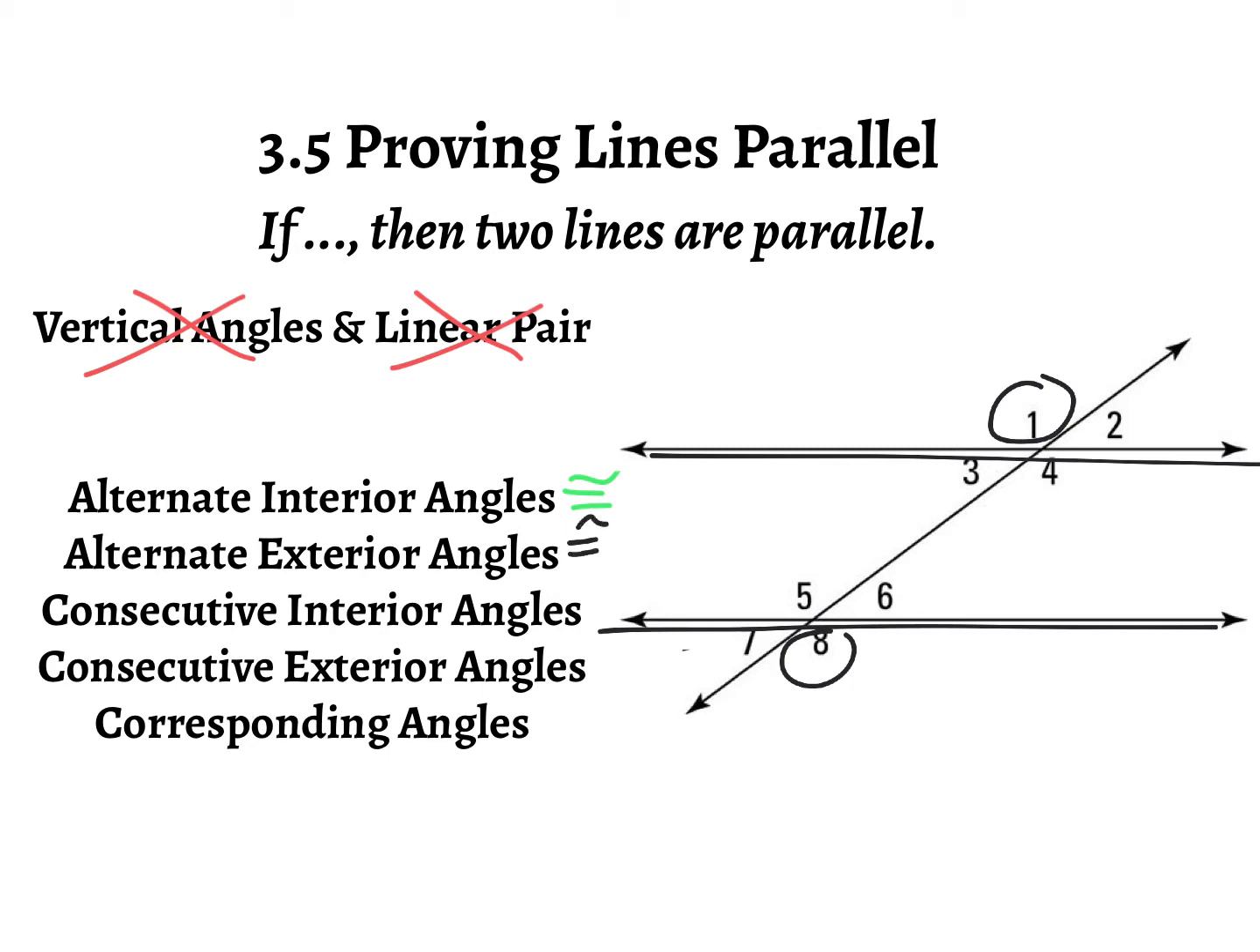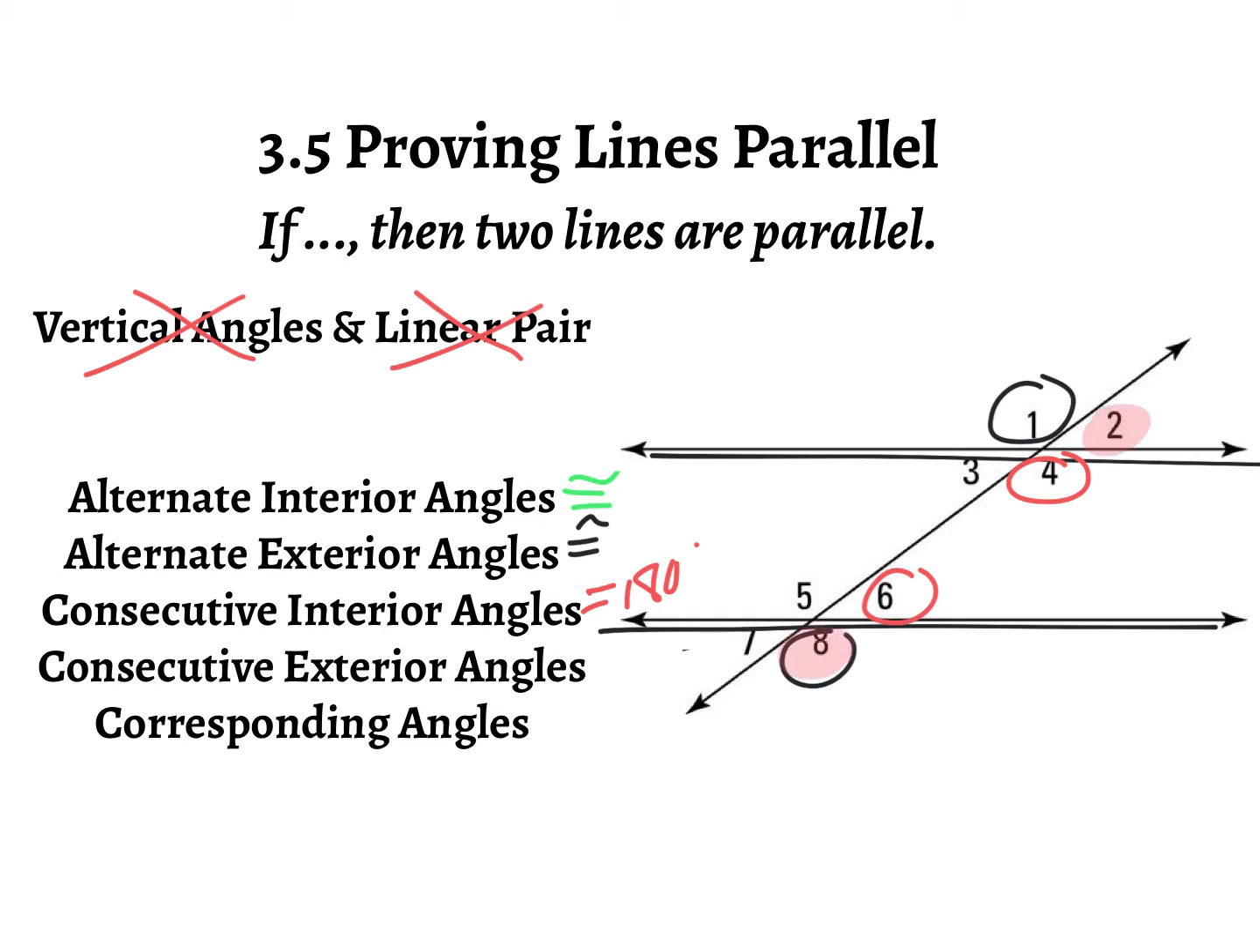If we look at consecutive interior angles, like these two, 4 and 6. 4 and 6 affects both lines. So if those two angles add up to 180, then by default, I'm going to say equal 180. Then by default, the lines are parallel. Same thing with consecutive exterior. Okay, I'm going to highlight this one. Keep the same color.